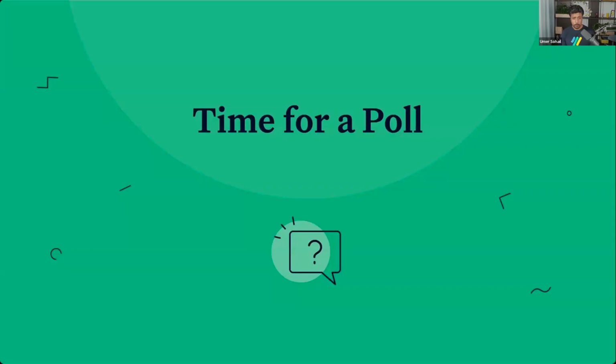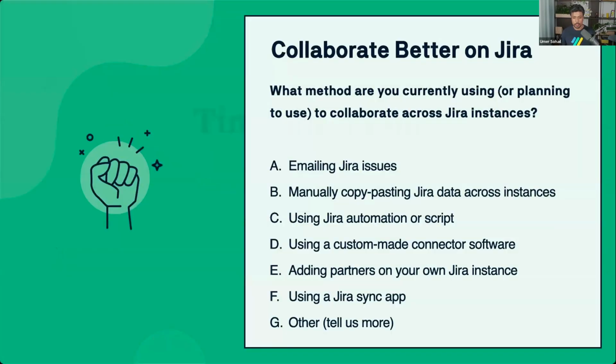And then before we move on to what we should do to circumvent these problems, let's have a quick poll so we can see if everybody's still awake or not. And also, I want to know about this: what are you currently using, or planning to use, as a solution to collaborate across different instances or projects?